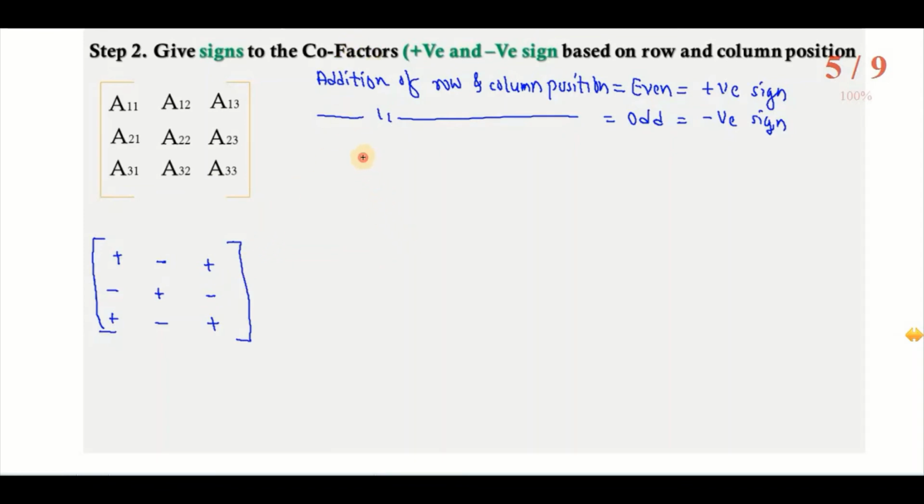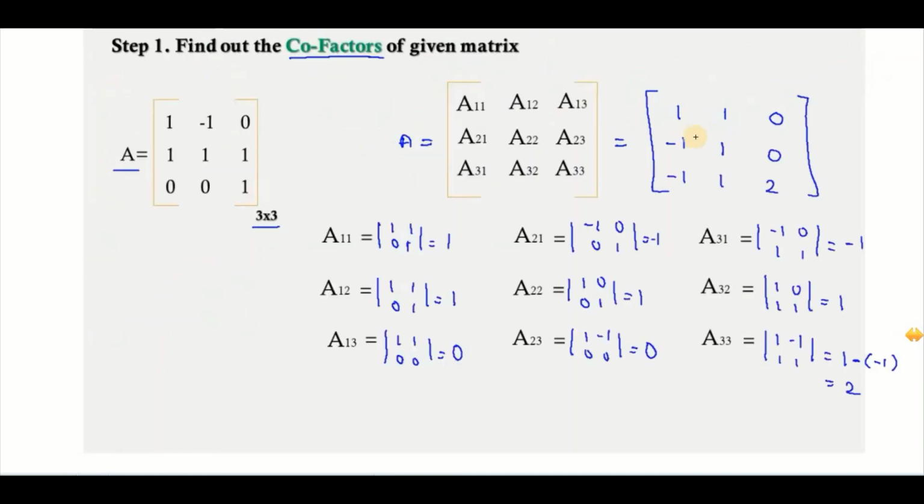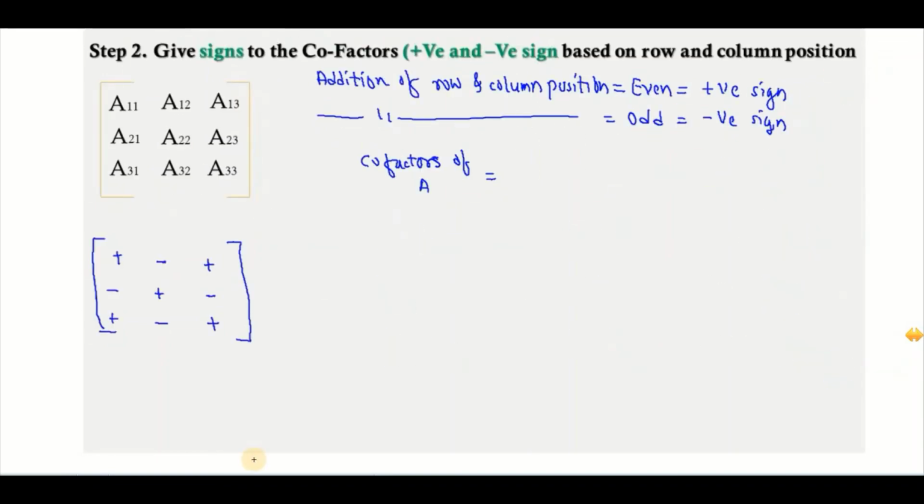So we have the cofactors of A. What are they? We have this one. I will write it again and then I will give you the signs. So the cofactor of A is 1 1 0, minus 1 1 0, then minus 1 1 2.